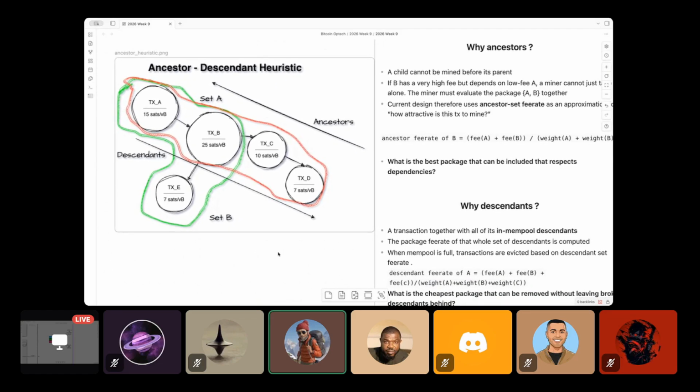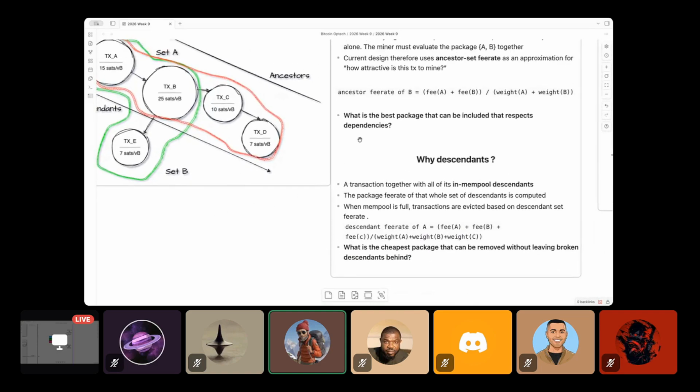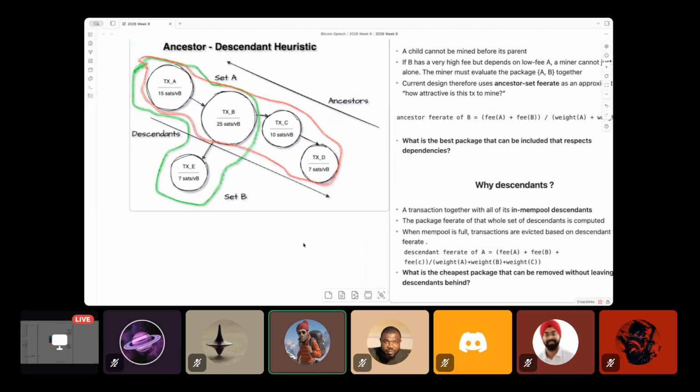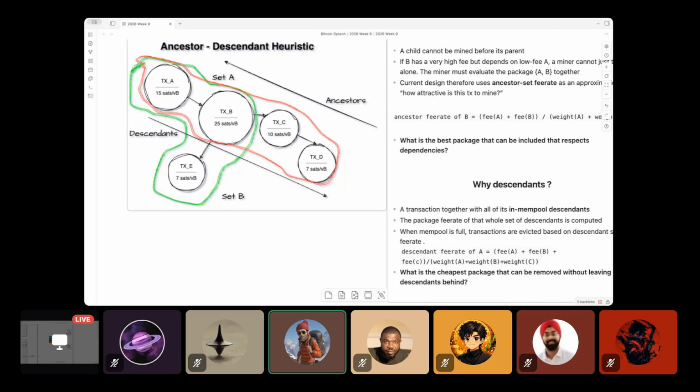Yeah, currently before V31, eviction and inclusion is decided based upon ancestor fee rate and descendant fee rate. So if you want to include a transaction in a block, then its whole ancestor set is looked at, and that fee rate is computed. Similarly, if you want to evict a transaction from the mempool, its whole descendant set is looked at, and what fee rate the whole descendant set is offering you. Based on that, this decision is made.